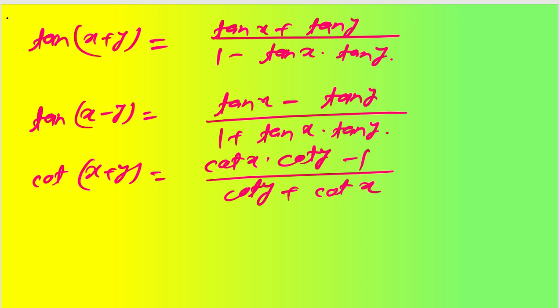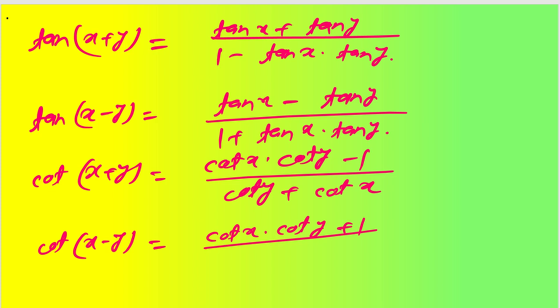Okay, and what is remaining here? Cot of x minus y. So cot of x minus y will become cot x into cot y plus 1 divided by cot y minus cot x. Okay, so you see it is cot y plus cot x in the first one, that's the reason I have written it this way, so that you can remember it very easily, cot y minus cot x.